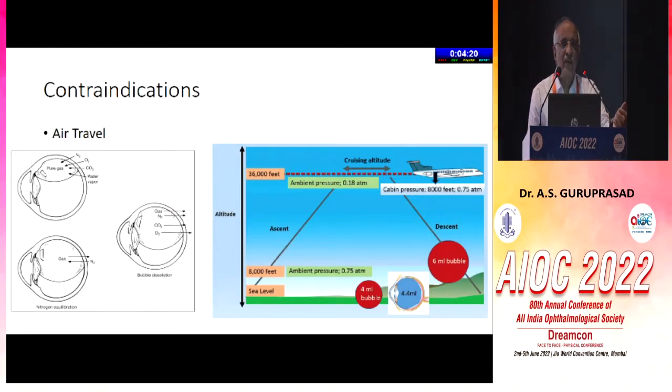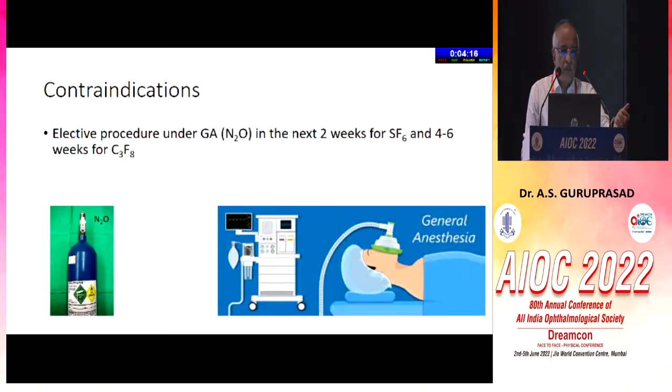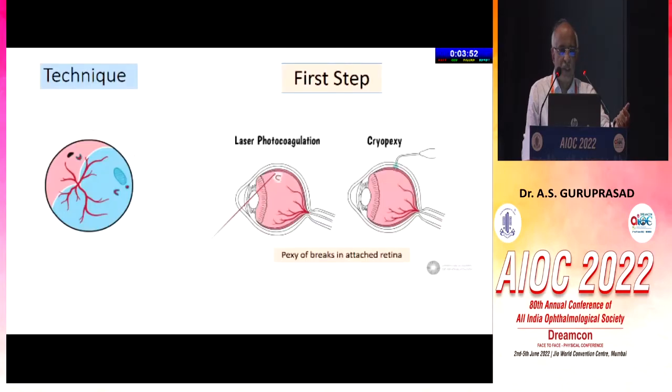Air travel, if it is imminent, is another contraindication. For obvious reasons, we know that gas will expand when the atmospheric pressure is low. And an elective procedure under GA, especially if nitrous oxide is used, within the next 2 weeks if SF6 is used, and 4 to 6 weeks if C3F8 is used, is a contraindication because, again, nitrous oxide will enter the gas bubble and cause expansion.